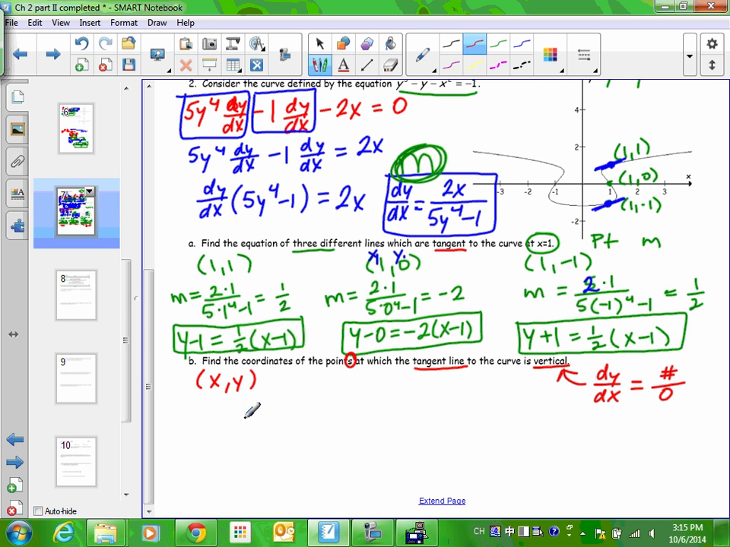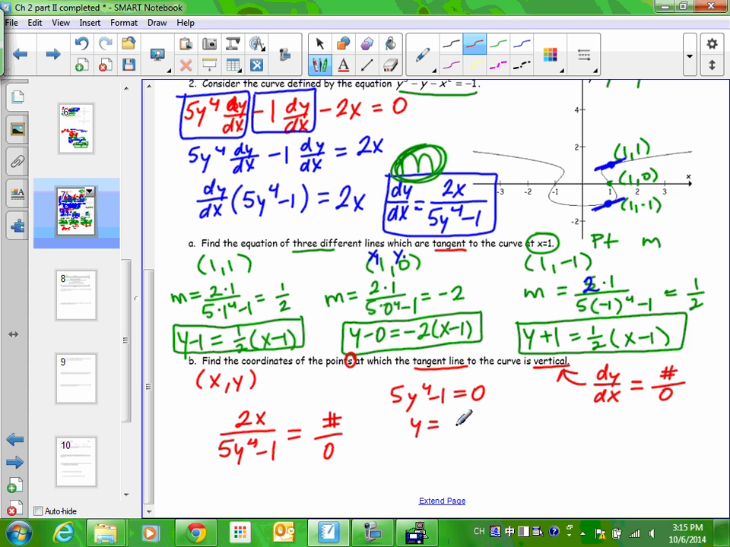So let me rewrite here's my dy over dx. And we're almost done here. This should equal a number over 0. So which part of my dy over dx should equal 0? The bottom. Okay? So 5y to the 4th minus 1 should equal 0. So we have to solve what y is.